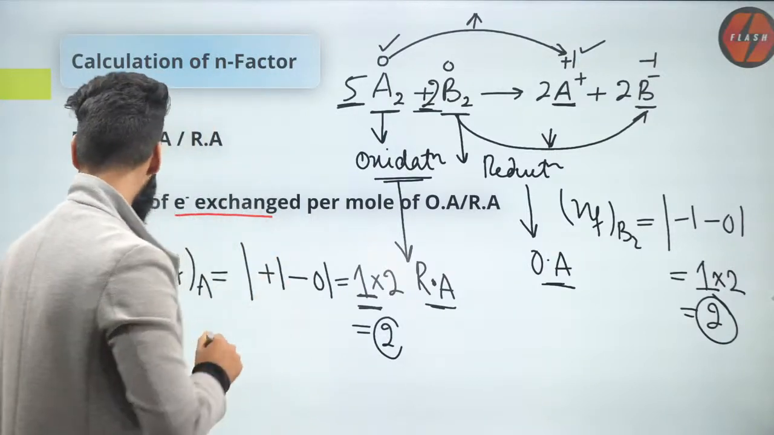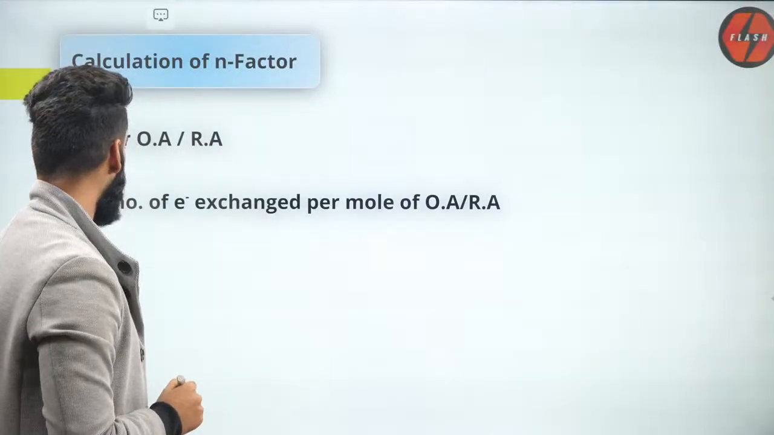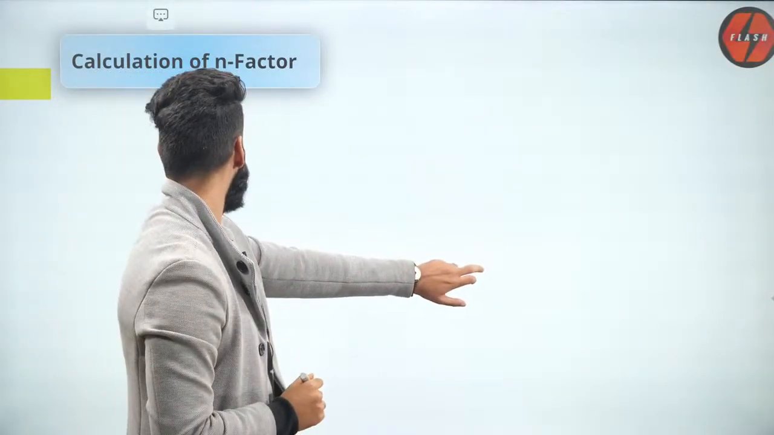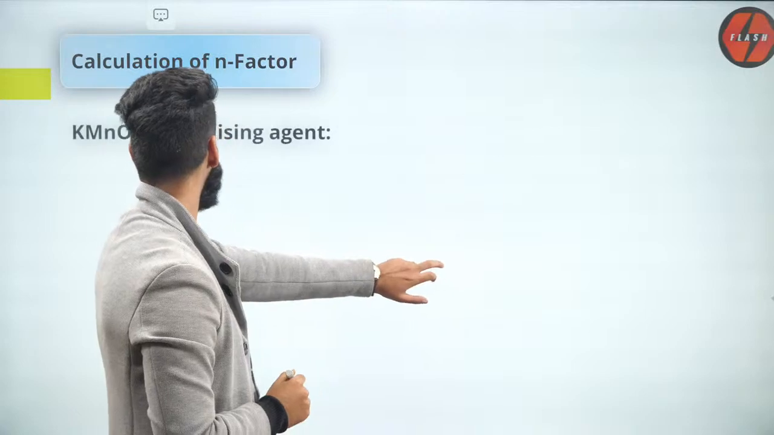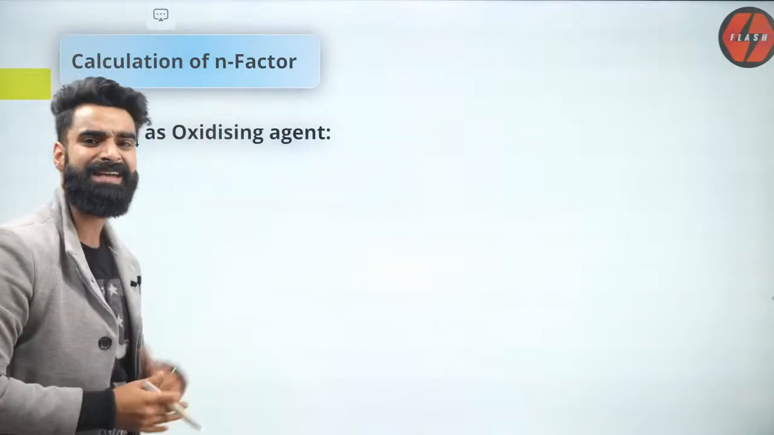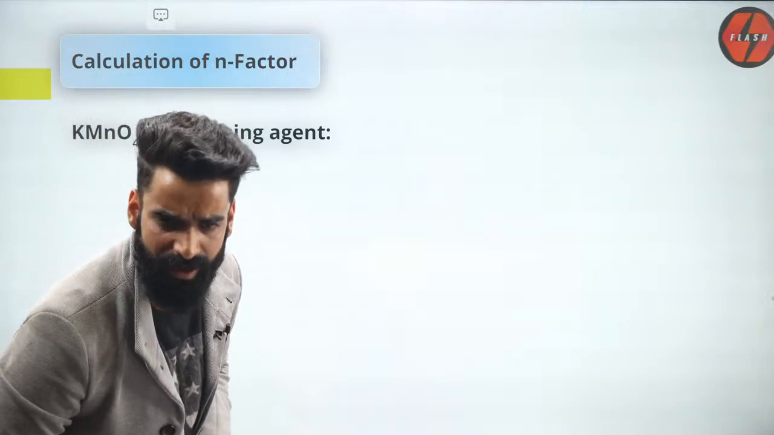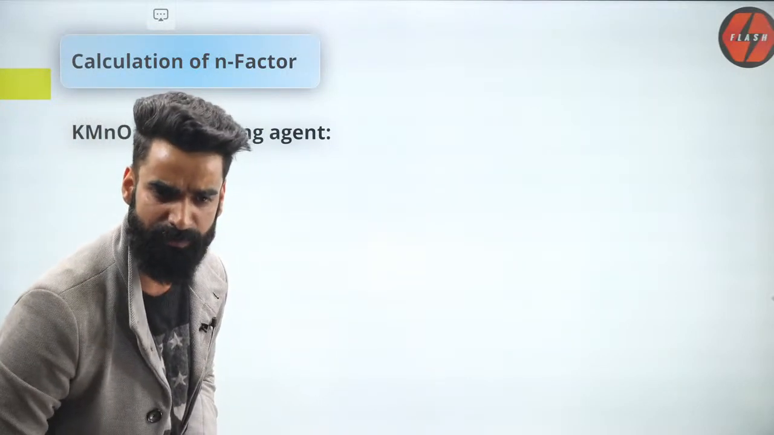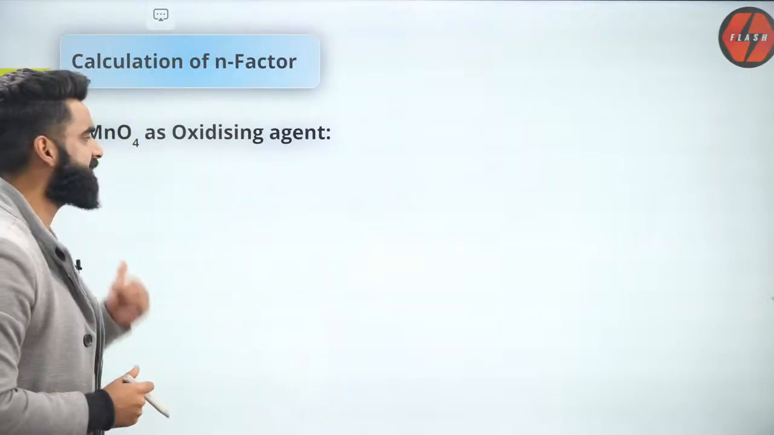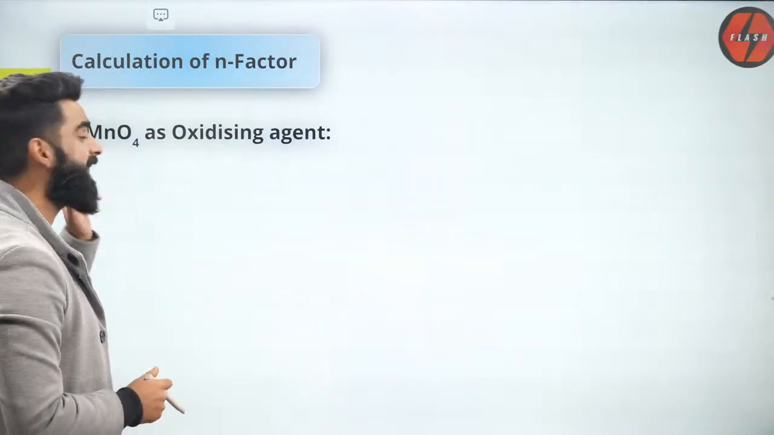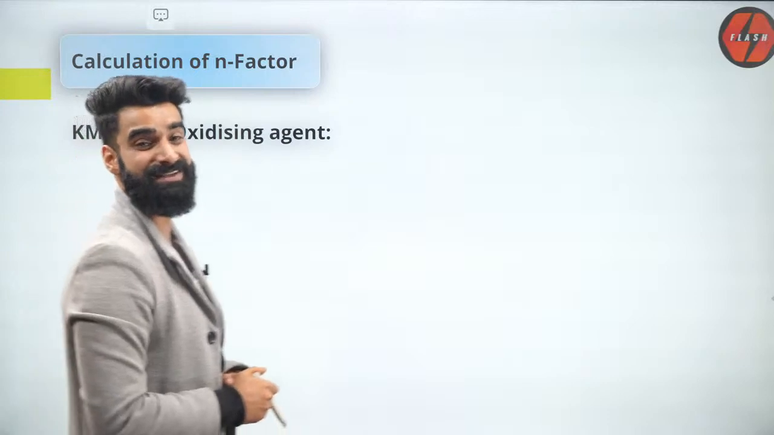I'm moving ahead and let's talk about the same concept a bit in detail. Have a look, guys. The first oxidizing agent which I'm taking over here, yes, Bhargav, yes, we'll do. The first oxidizing agent which I'm taking over here is KMnO4. KMnO4 is considered a strong oxidizing agent.